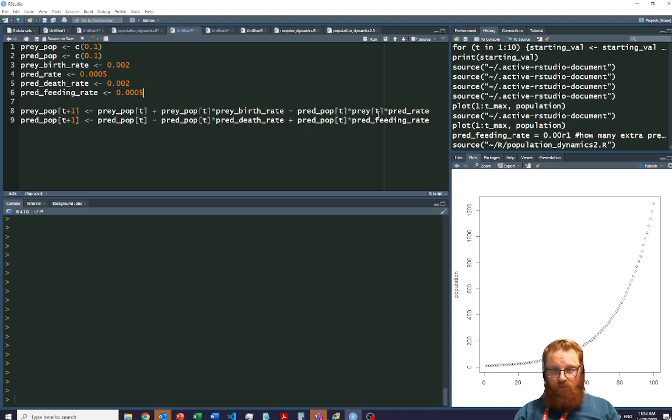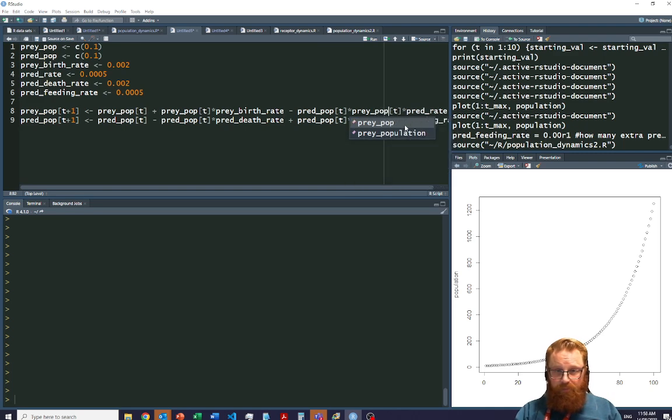But of course, this feeding rate depends on the number of prey, right? Because again, just like before, if there is lots of prey, I've spelled that wrong up there, prey pop times t and prey pop times that. So there's our whole thing, all right?